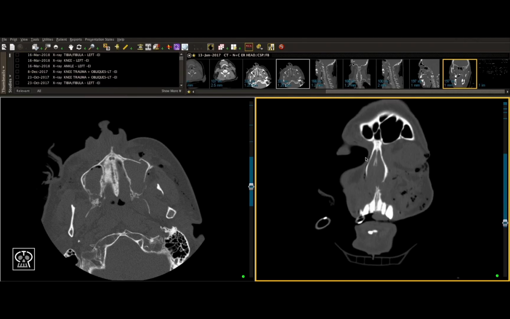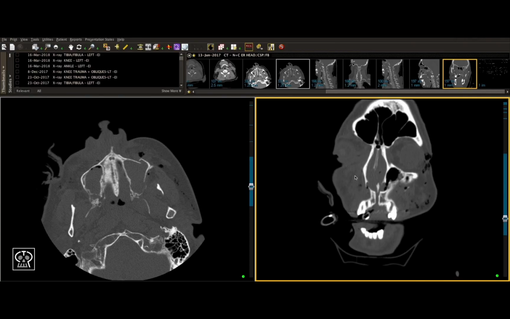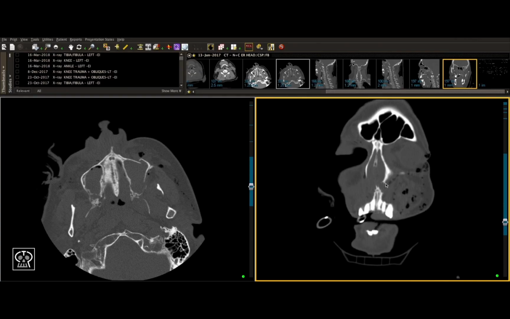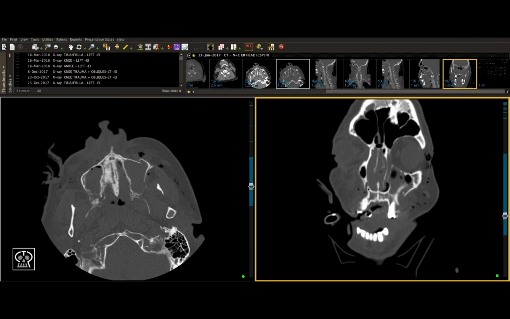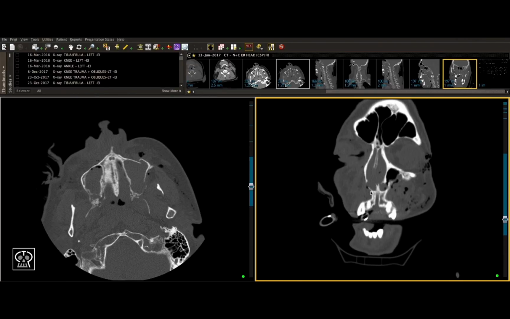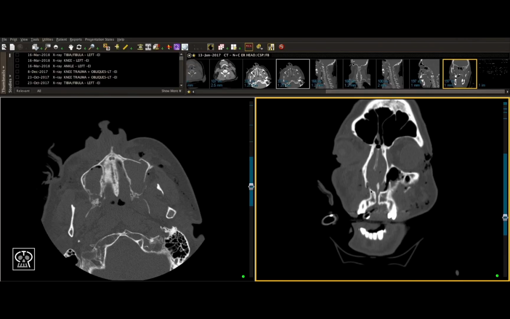Looking at it from the coronal aspect, right away we see that fracture in the nasomaxillary region on the left side, as well as on the right side. This complete lack of continuity shows us that there's fractures on both sides in this region.